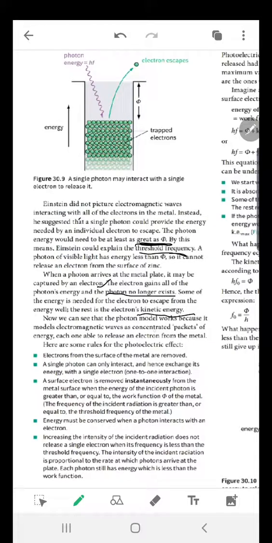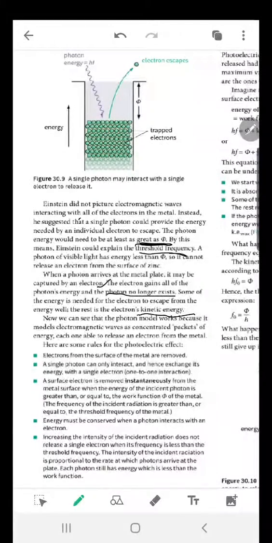Now we can see that the photon model works because it models the electromagnetic wave as concentrated packets of energy. So now it can explain everything. Here are some rules of the photoelectric effect.